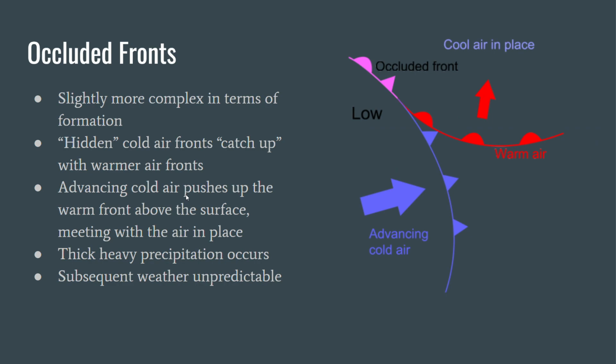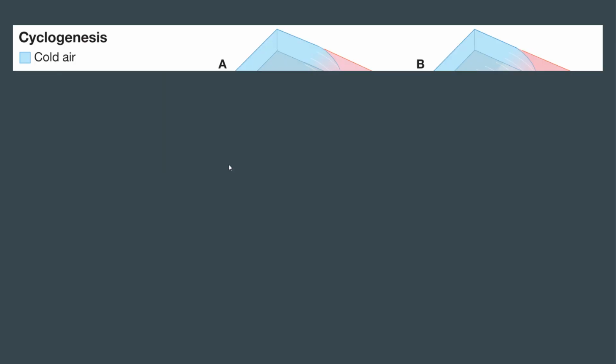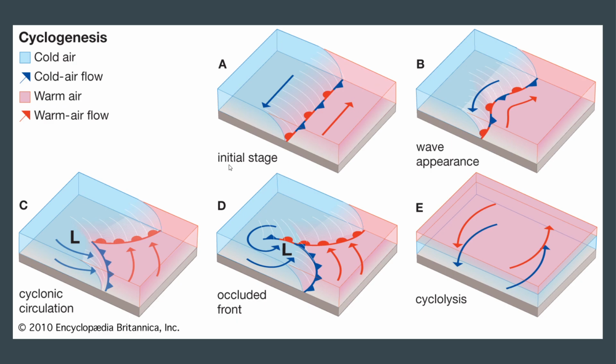Occluded fronts are more complex, where there's a hidden cold front that catches up with the warm front. The advancing cold air pushes the warm front above the surface, and there's thick, heavy precipitation and unpredictable weather. And you can see occluded fronts form cyclones, and this is a diagram of how cyclones form, like a low pressure center where air is rotating around it.